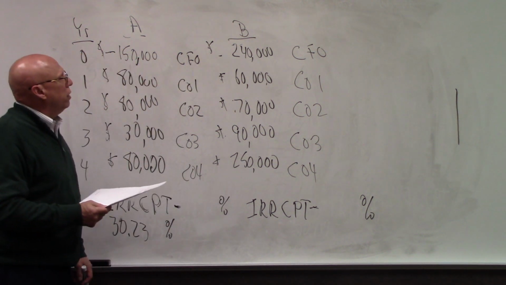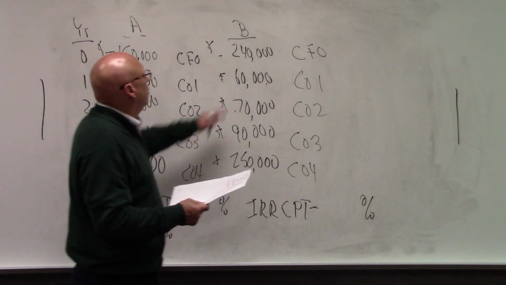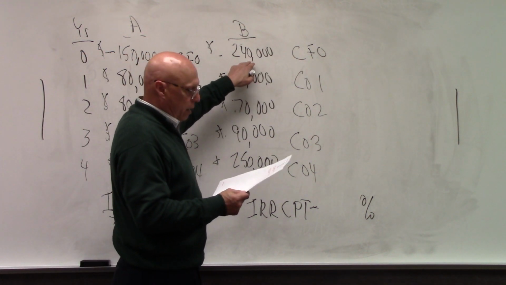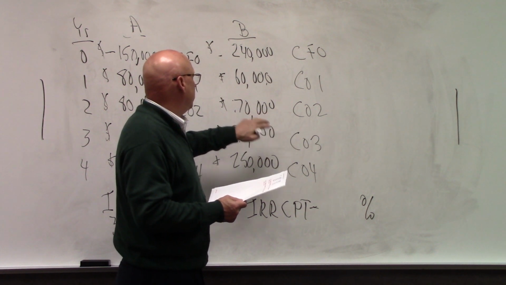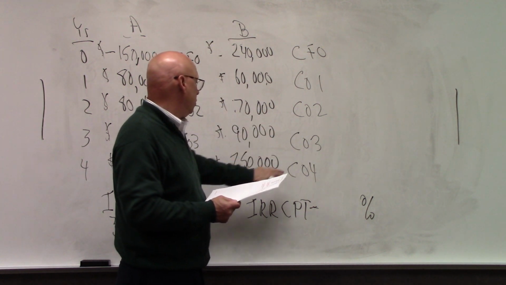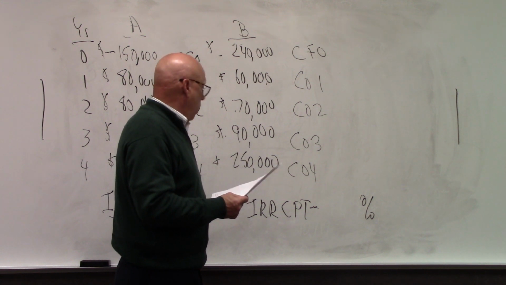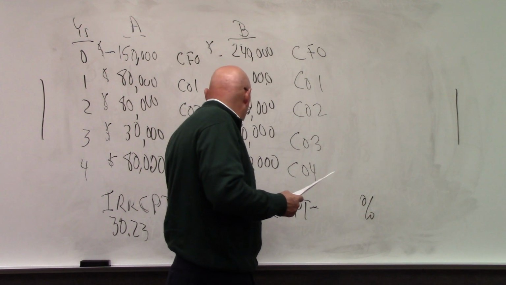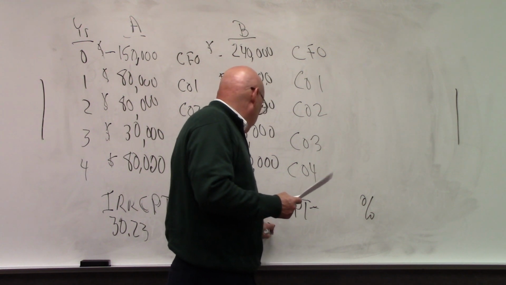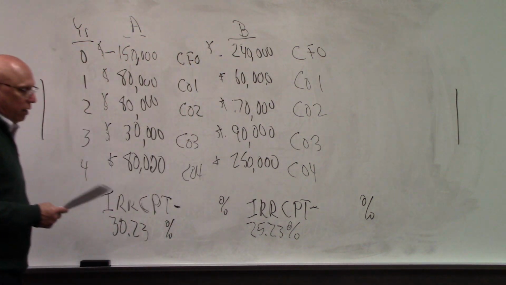All right, clear your calculators out. Make sure that CF is all cleared out. CF0 minus 240,000. CO1 60,000. CO2 70,000. CO3 90,000. CO4 250,000. IRR compute, and you get 25.23%.